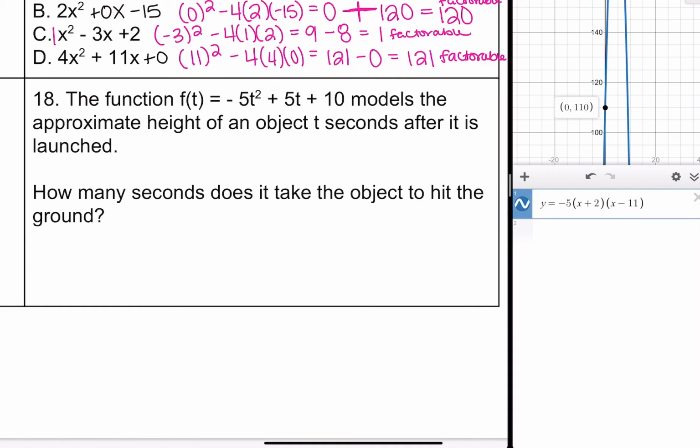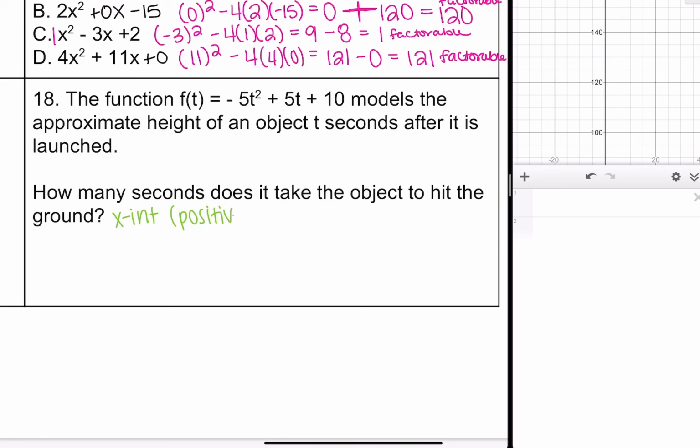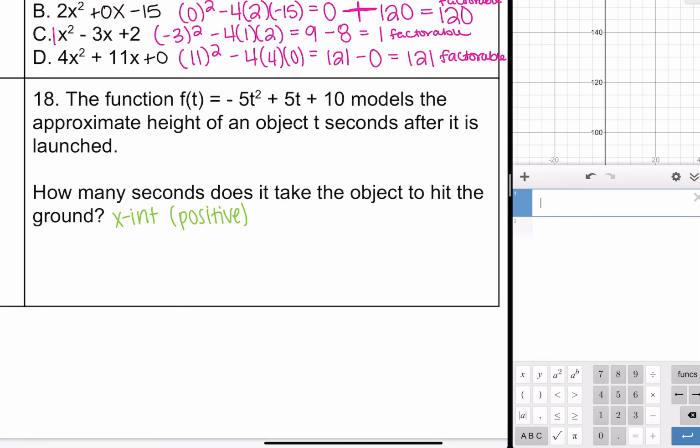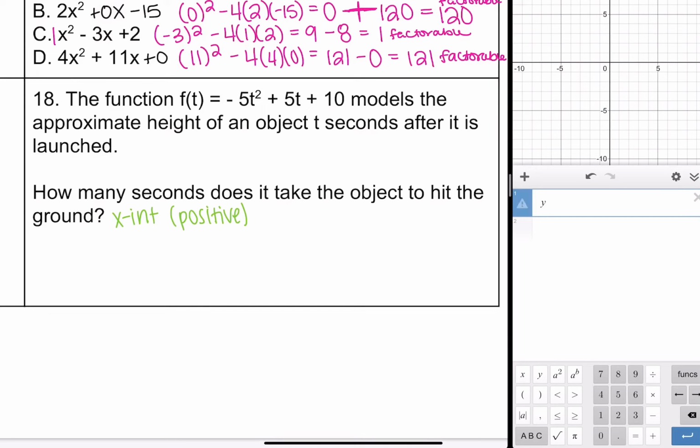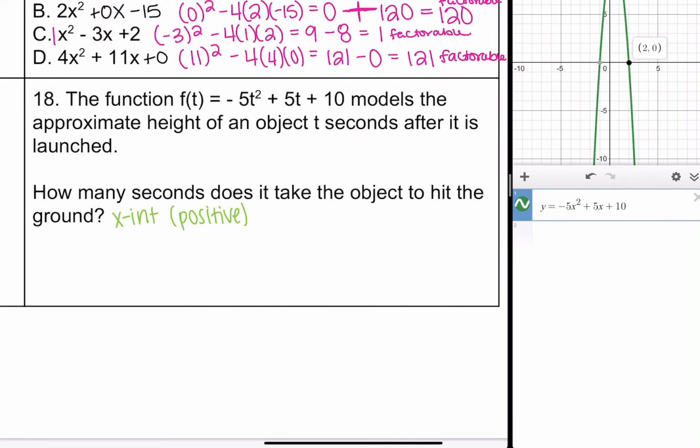And finally, number 18, if you missed this one, the function here models the approximate height of an object t seconds after it's launched. How many seconds does it take to hit the ground? So you're looking for the x-intercept that is positive, and we're going to graph this to find that x-intercept. Remember to use x's and y's, not t's or f's. So y equals -5x squared plus 5x plus 10. And we're looking for that positive x-intercept, which is at 2, 0.